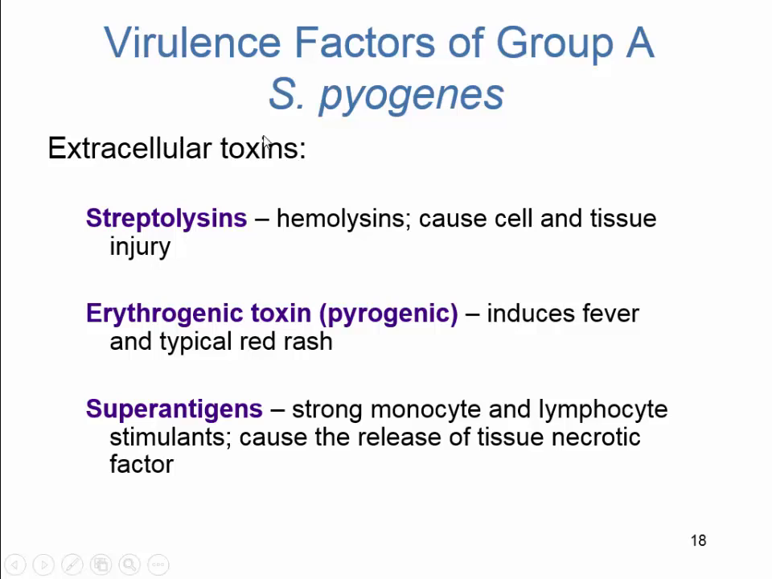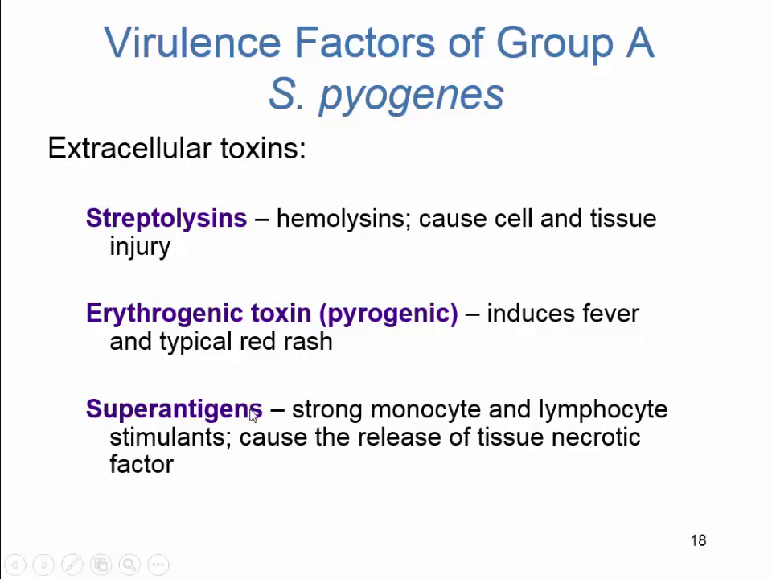There are extracellular toxins. In particular, there are streptolysins, which are distinct hemolysins possessed by Streptococcus pyogenes. These cause cell death and tissue injury, so they lyse our red blood cells. There's also erythrogenic toxin, which is a pyrogen, so pyro for fire. This induces fever and a typical red rash when it is released at the site of infection.